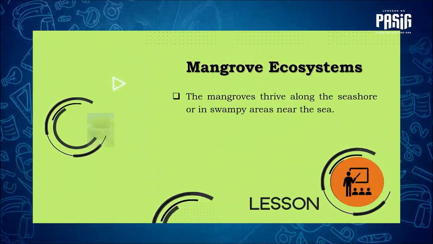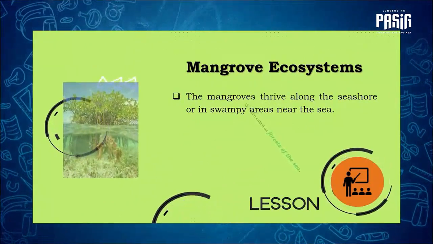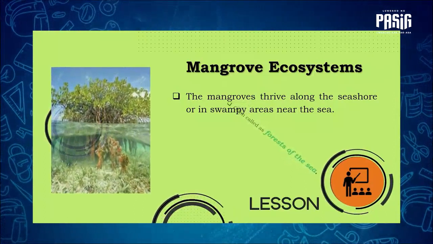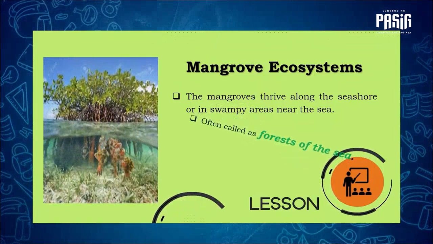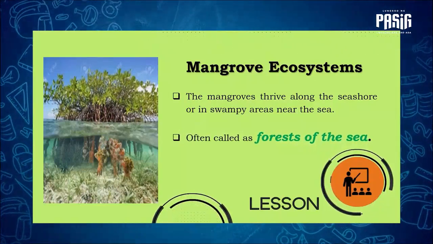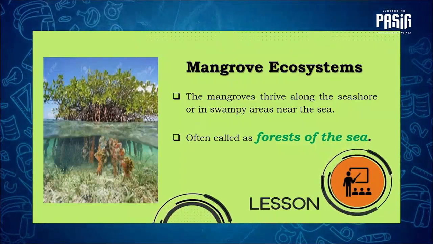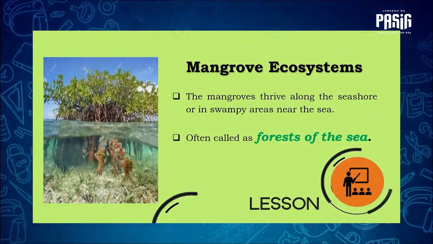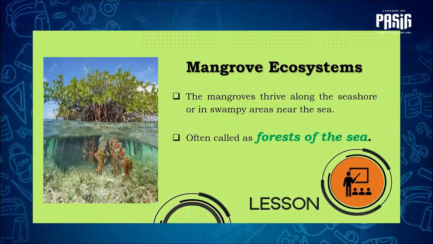Another kind of ecosystem is the mangrove ecosystem. The mangroves thrive along the seashore or in the swampy areas near the sea. That is why they are often called the forest of the sea. Marine animals like sea snakes, crabs, clams, and other sea animals find their shelter at the foot of the mangrove trees or sometimes in their branches.